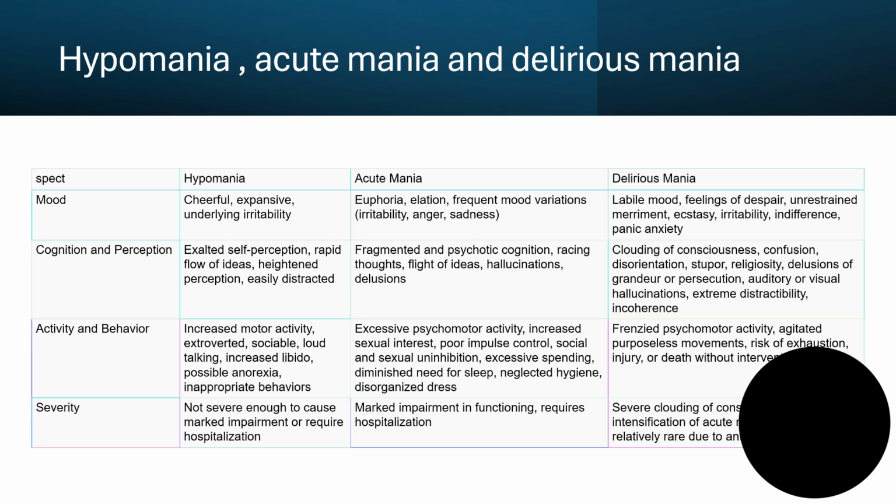They may also have a delusion of grandeur and persecution, auditory or visual hallucination, extreme distractibility and incoherence. So when they are not able to speak properly, the words come out incoherent. Then the third difference is in activity and behavior, and we can see that in hypomania, they have increased activity. They are very extroverted.